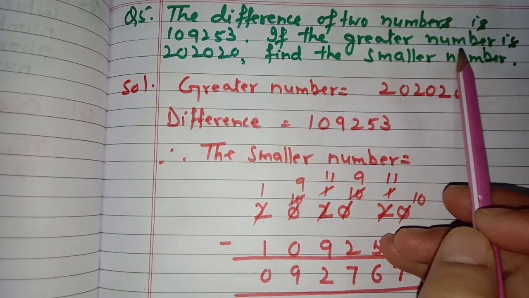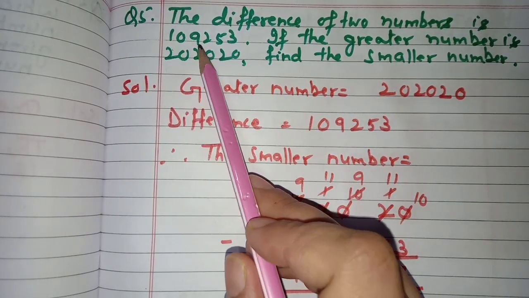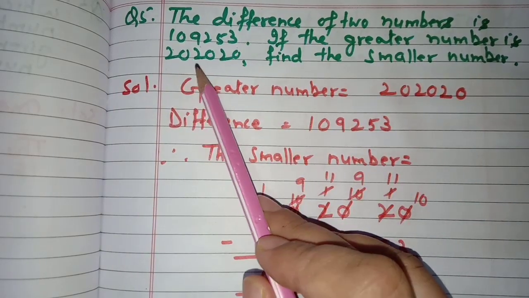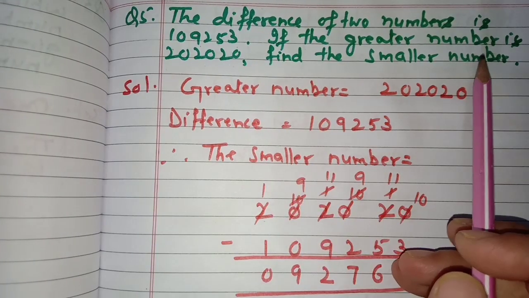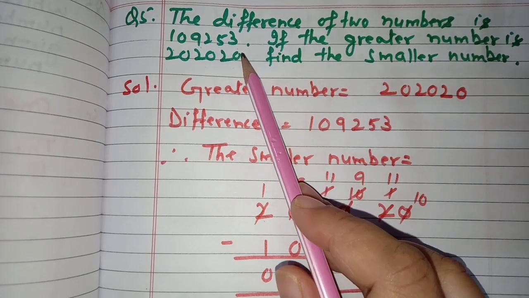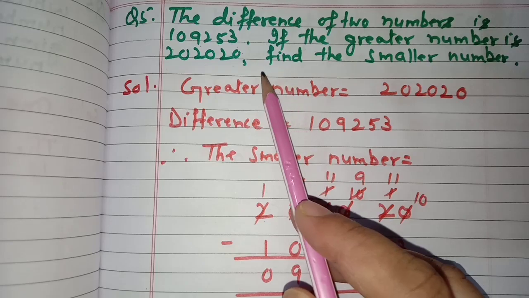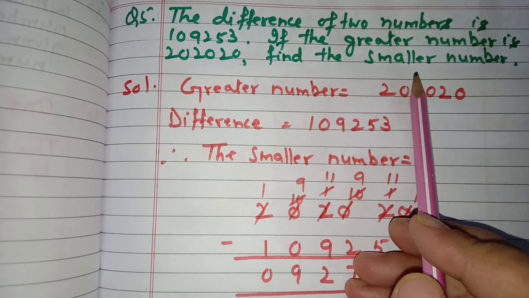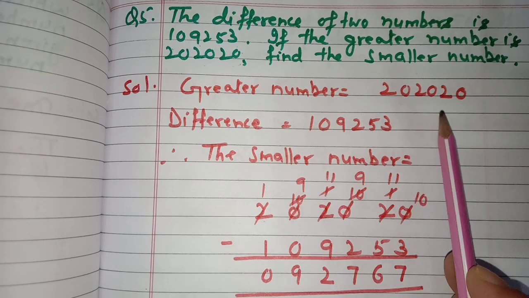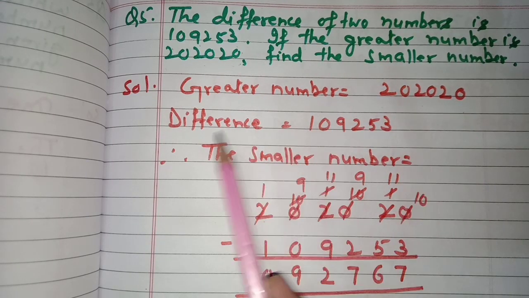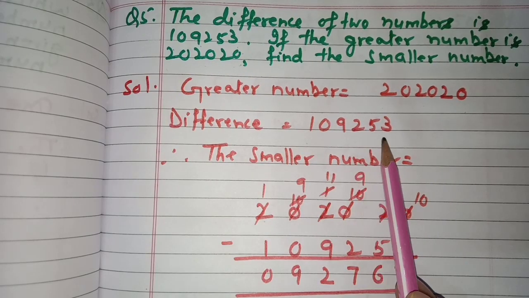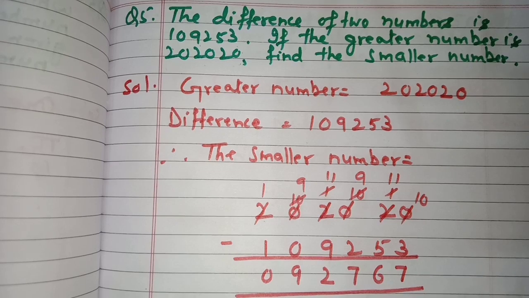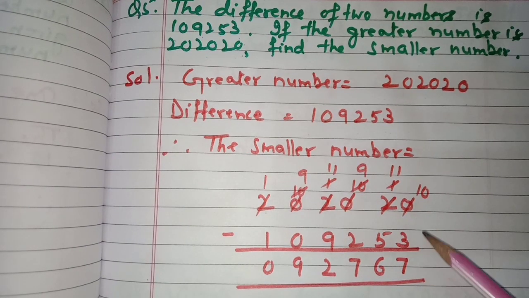The difference of two numbers is 1,09,253. If the greater number is 2,02,020, find the smaller number. So the difference of two numbers is given and one of the numbers is given, and that number is the greater one. So we need to find the smaller number. So the greater number is 2,02,020. Difference is 1,09,253. So how can we find the second number? By subtracting it.